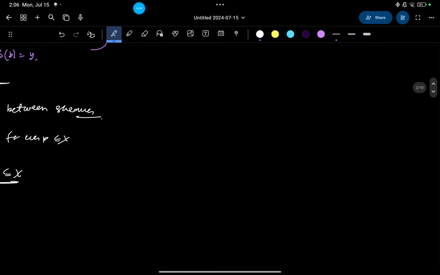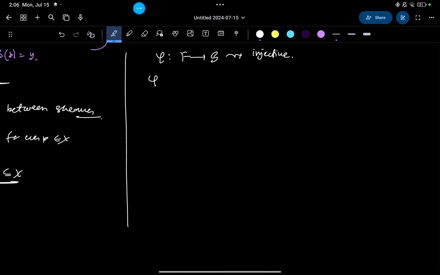Let's verify. So suppose that phi from F to G is injective. So as it is injective, let us consider phi_U from F(U) to G(U), okay?